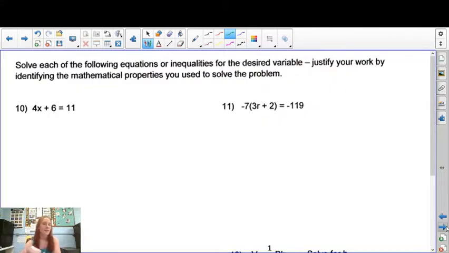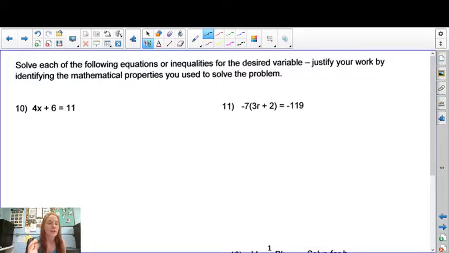All right, solve each of the following equations or inequalities for the desired variable. Justify your work by identifying the mathematical properties you use to solve the problem. Okay, so we're going to do some math, and then I'm going to do some typing, and then we'll do some math, and then I'll do some typing.